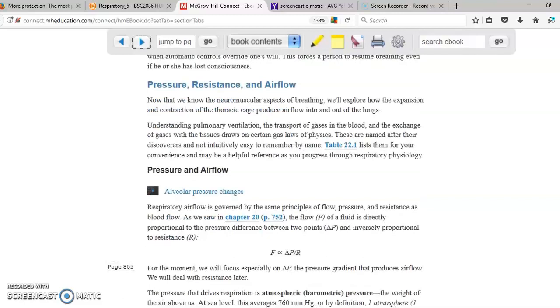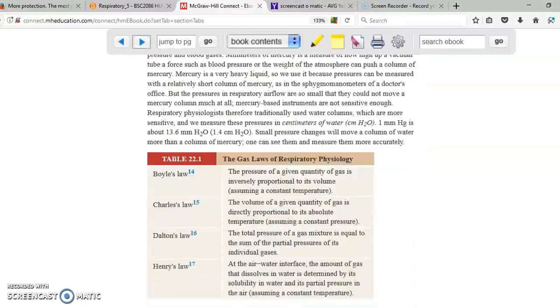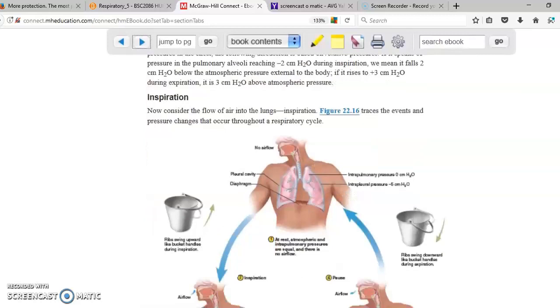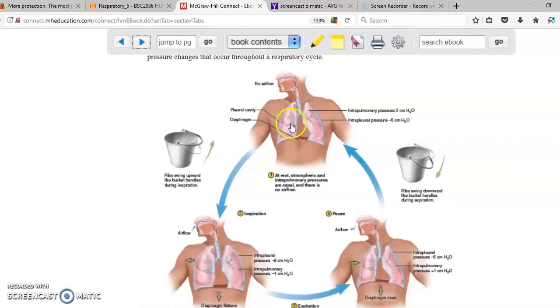Okay, so the next thing is pressure, resistance, and airflow. This is very important because this is going to explain how the air goes inside our lungs and how the air goes outside our lungs. So how do we get the air inside our lungs? Inspiration. So if in your lungs and outside your lung there is pressure, the pressure in both places is going to be the same because they have communication between. What happens is when you inhale, your diaphragm goes down. When the diaphragm goes down, the volume in the lungs increases.